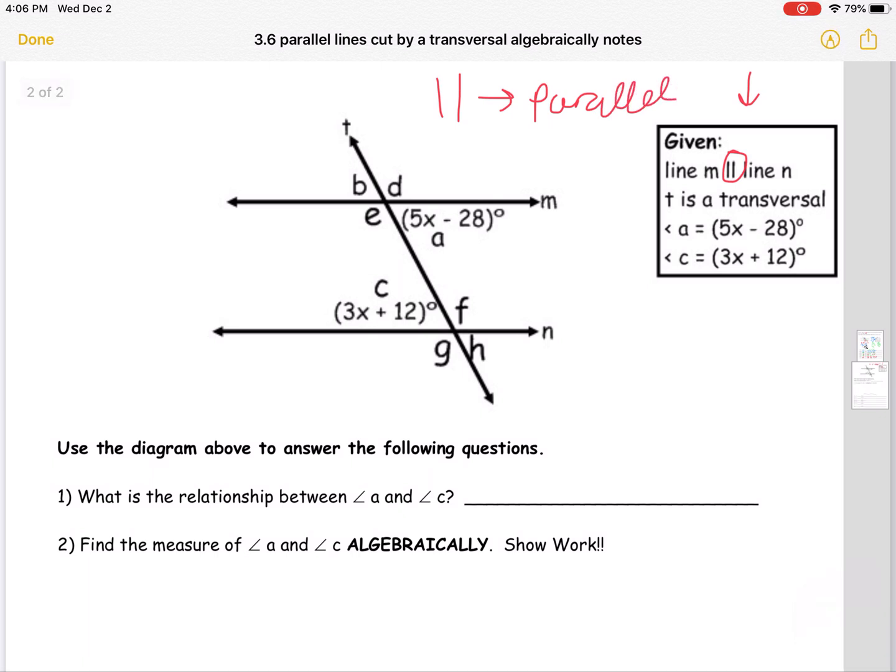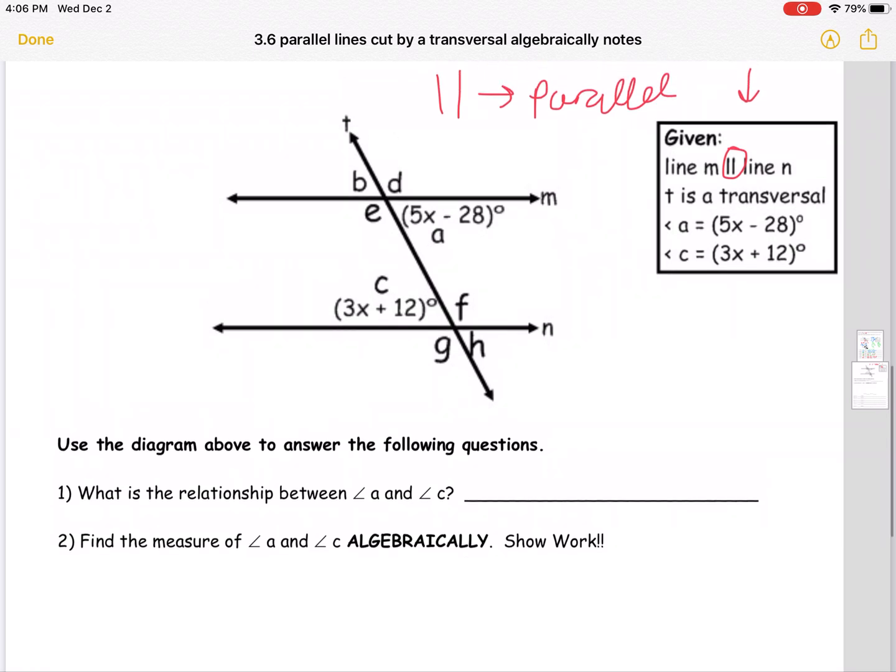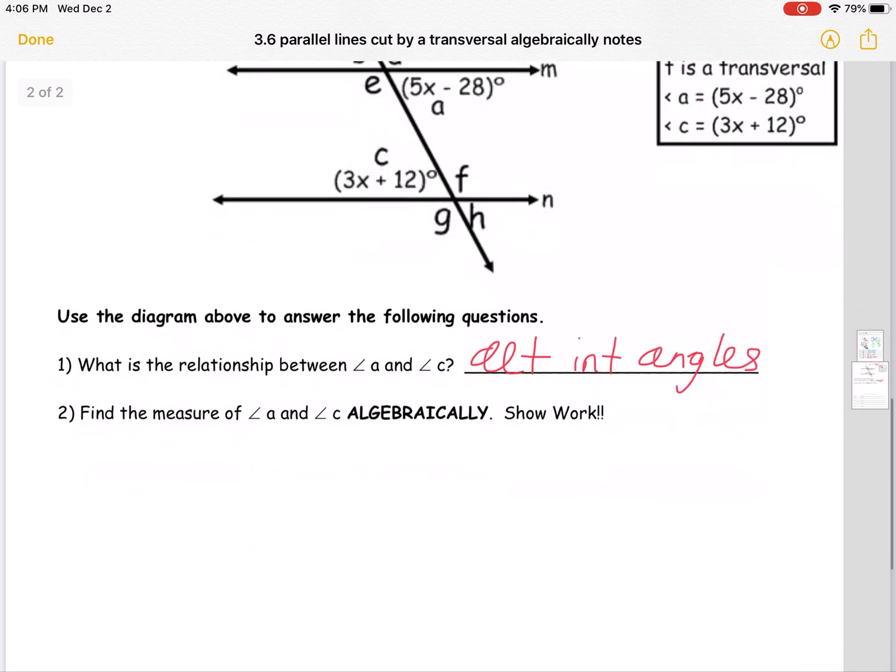T is the transversal, and the measure of angle A is represented by 5x minus 28, and the measure of angle C is represented by 3x plus 12. So the first question is, how are angle A and C related? Well, they're alternate interior angles. Okay? They're on different sides of the transversal, and they're on the insides of our parallel lines. So since they're alternate interior angles, I know they're going to be equal.